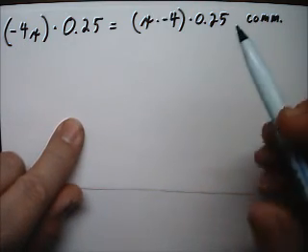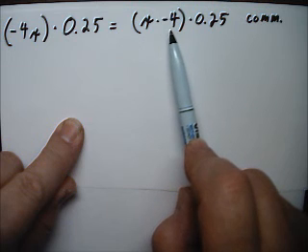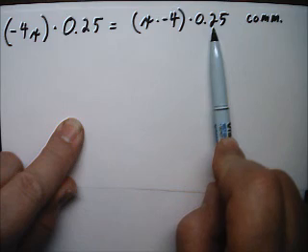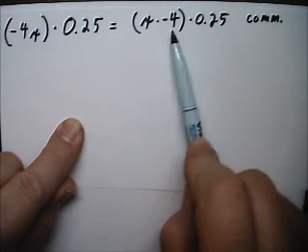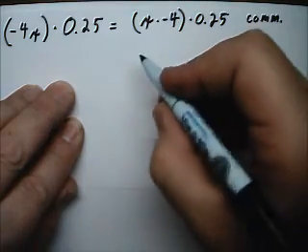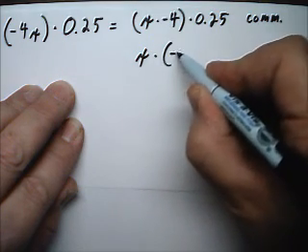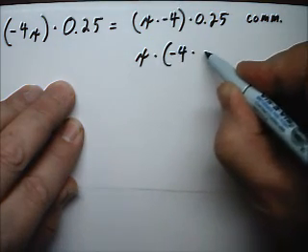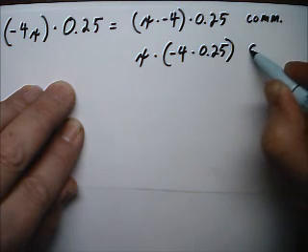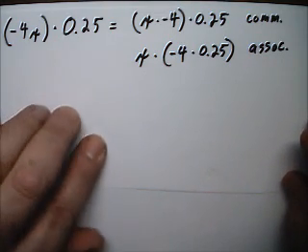Now right now the x and the -4 are associated, and I want to associate the -4 with the 0.25 because I can do that multiplication. So I'm going to use the associative property and say this is x times -4 times 0.25. And this is the associative law, or associative property.